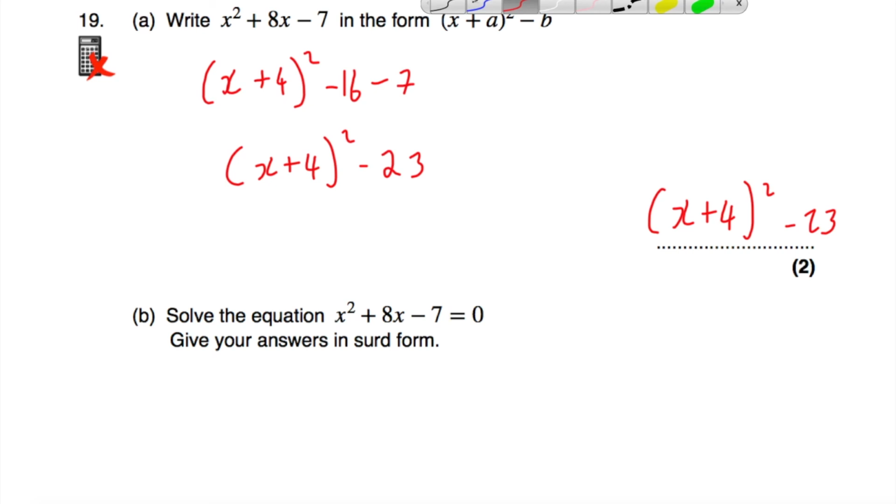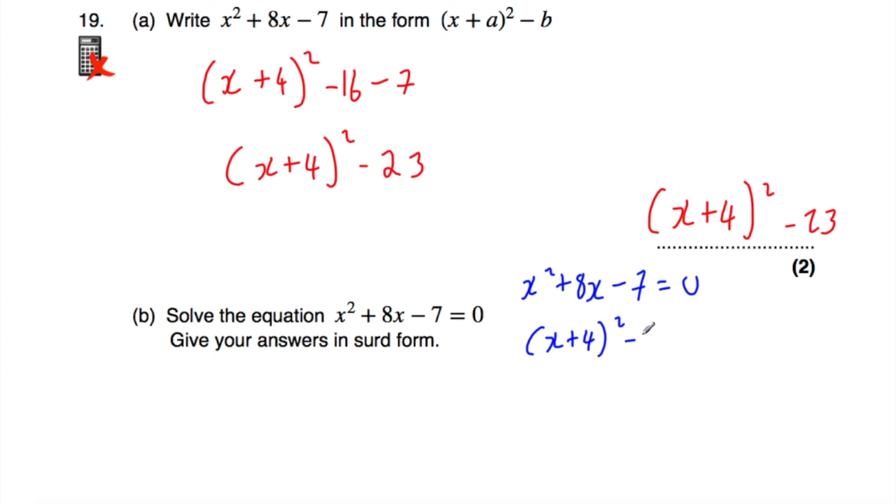So let's actually just write this out. I'm just going to change colour of ink so we know we're doing this part B here. x squared plus 8x minus 7 equals 0. But we've done completing the square on this, so that'll be (x plus 4) all squared, minus 23 equals 0. Just replacing what we had with what we got when we did completing the square.